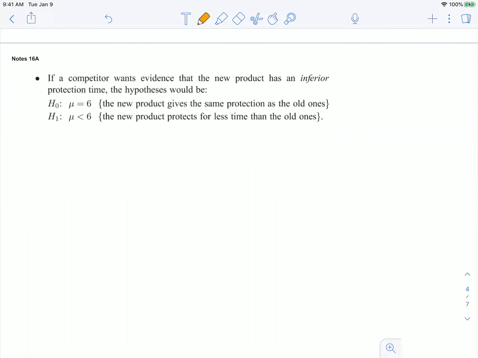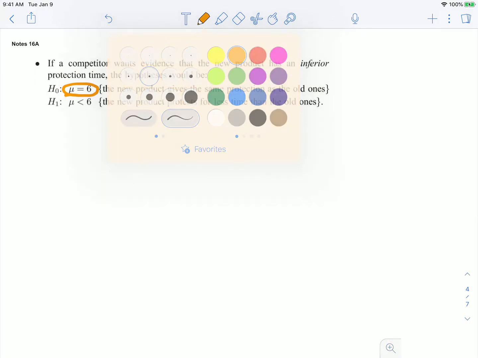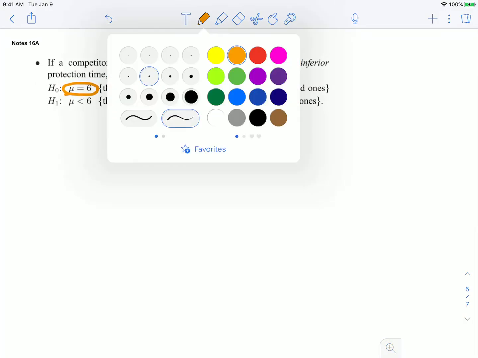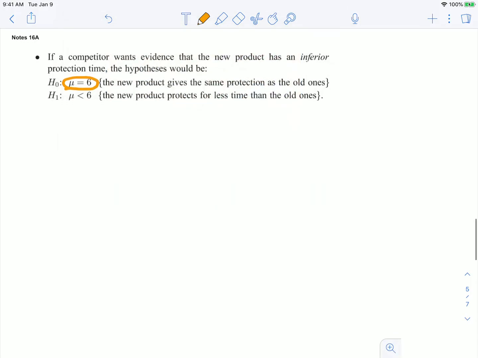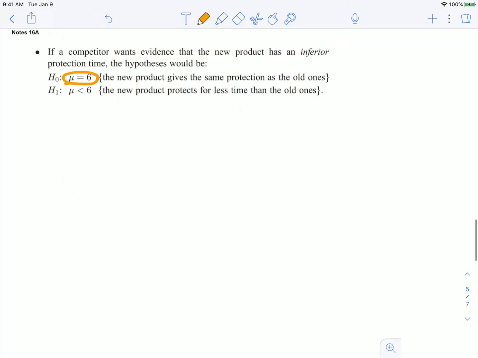Example 2. If a competitor wants evidence that the new product has inferior protection time, the hypothesis would be this. The mean equals 6, the new product gives the same protection, or it's less than. The new product protects for less than the old one.